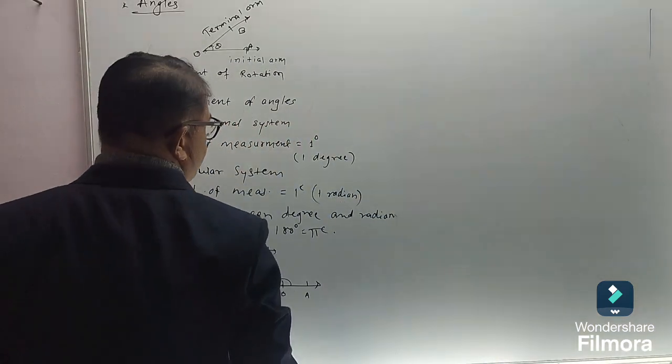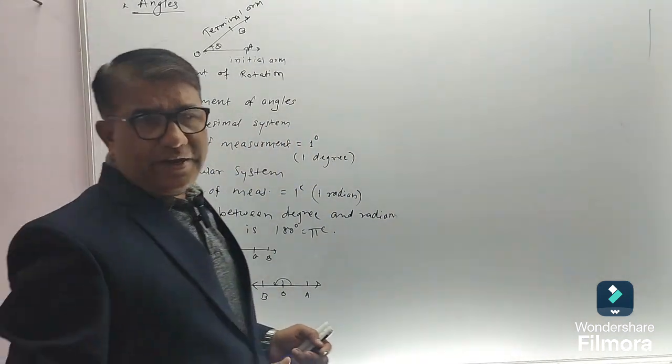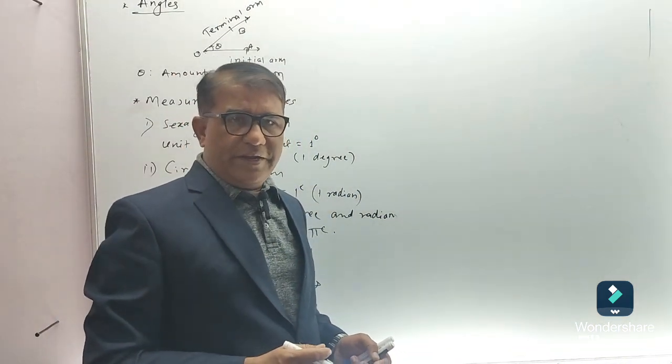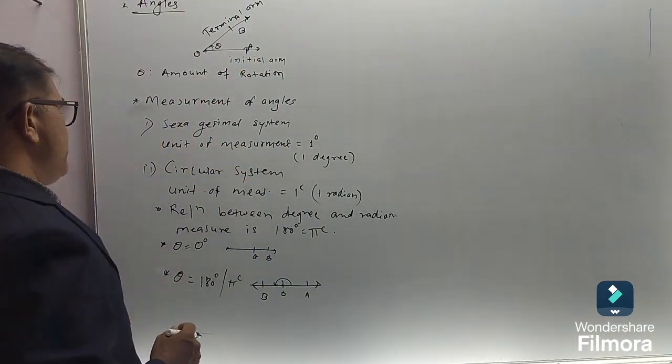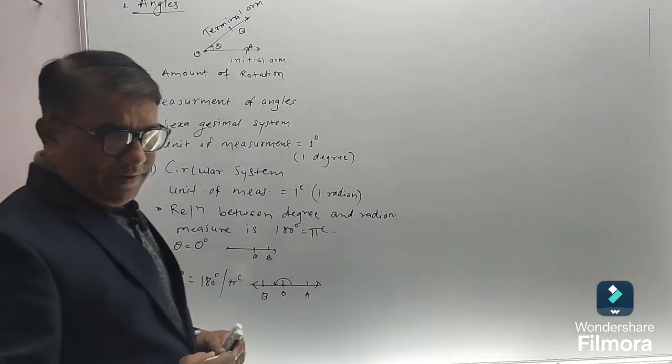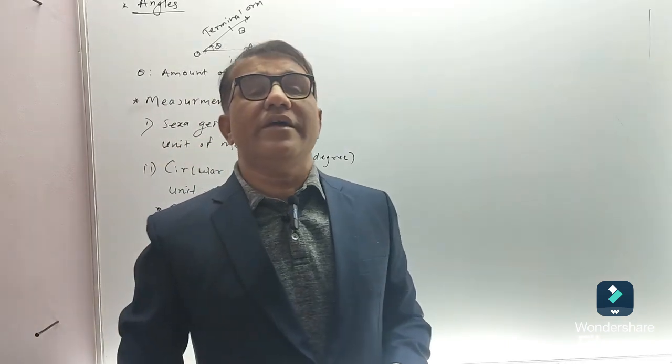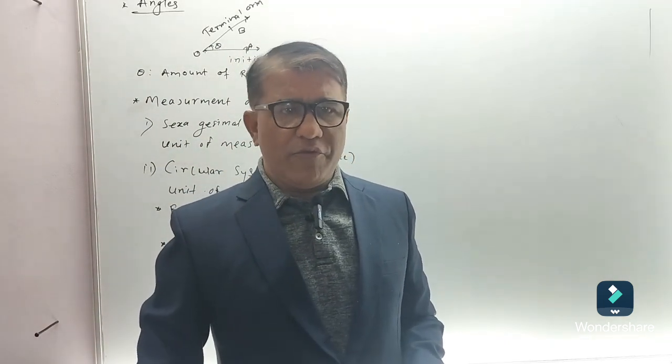Then next, you know right angle. Right angle is a measure of 90 degree. Acute angles are between 0 and 90. Obtuse angle is more than 90. Yes, all of you know that.